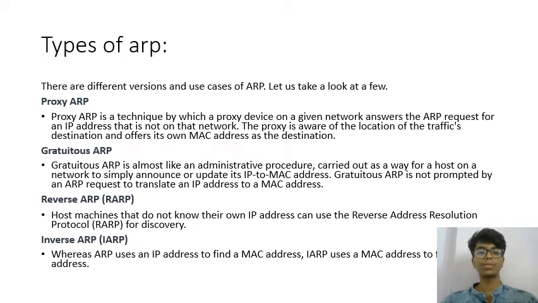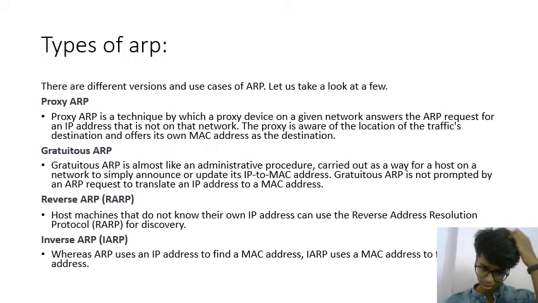So, types of ARP. Let's see the types of address resolution protocol. There are different versions and use cases of ARP. Let us take a look at a few. The first one is proxy ARP. Proxy ARP is a technique by which a proxy device on a given network answers the ARP request for an IP address that is not on that network. The proxy is aware of the location of the traffic destination and offers its own MAC address as a destination.